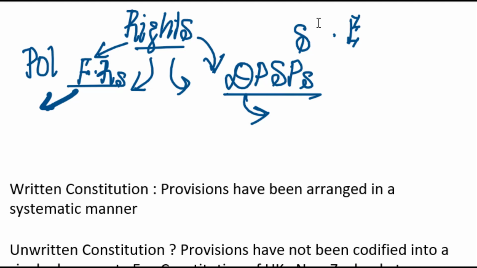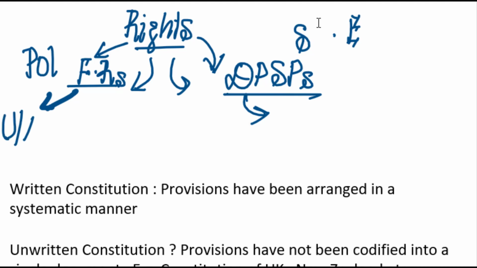but for DPSPs, even till now, the state cannot fulfill them with the limited resources which it has. So they have been given in the form of directives to the state to provide for such rights as and when the state gets the necessary resources. Let's take an example.